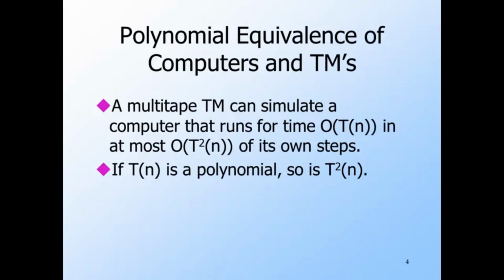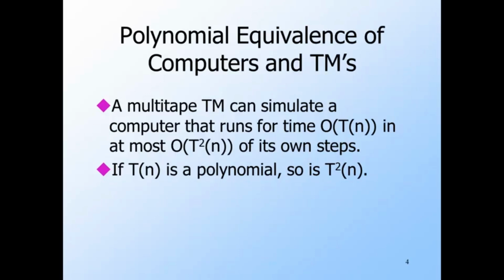A Turing machine can simulate one lookup or insert into a name-value store in a number of steps that is proportional to the length of the tape that holds the store. But that length is proportional at most to the number of steps the computer has taken, which is T of n, and thus the Turing machine takes at most T squared of n of its own steps. If T of n is a polynomial, then so is T squared of n.